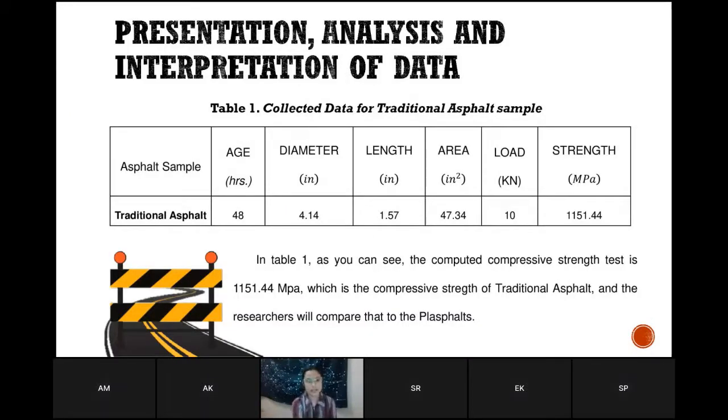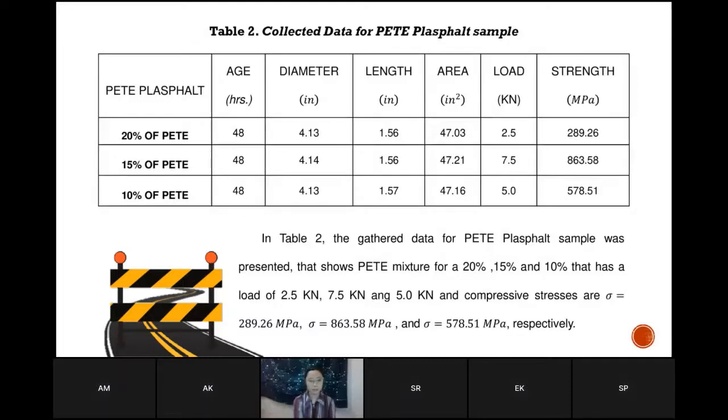Here is the presentation, analysis, and interpretation of the data. For table 1, we collected the data of the traditional asphalt sample, whose compressive strength test result was 1,151.44 megapascal, which we compared with the 4 phosphalt samples we made. For table 2, this is the result of the PET phosphalt sample at 20%, 15%, and 10%, which is 289.26 megapascal, 863.58 megapascal, and 578.51 megapascal.